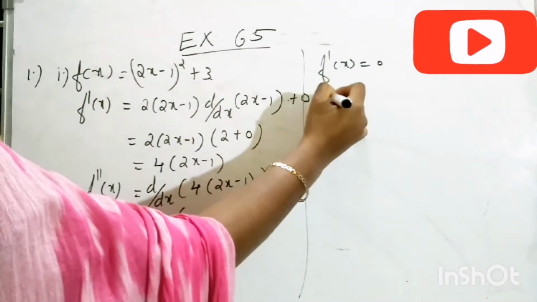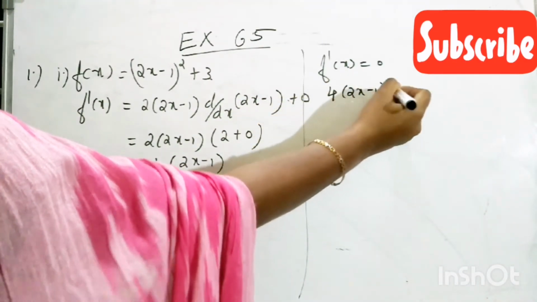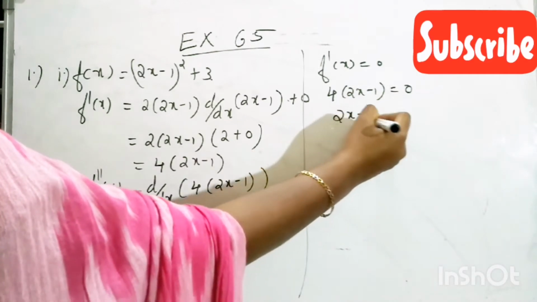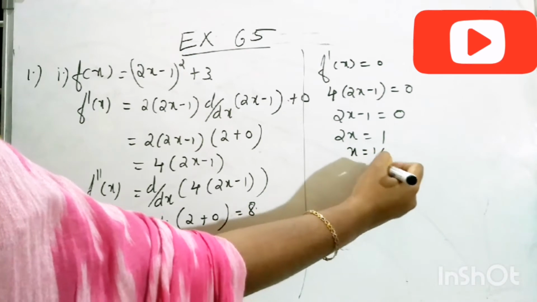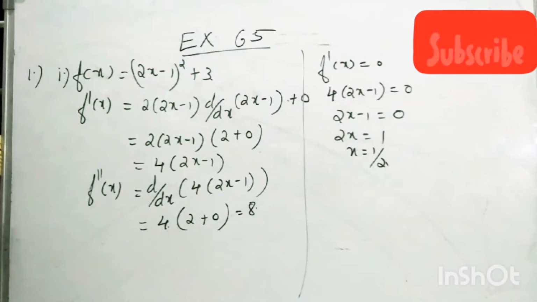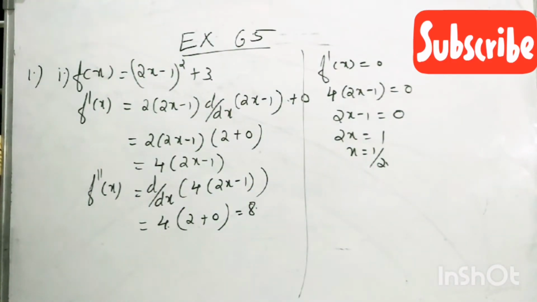Next we will equate this f dash of x to 0 to get the critical points. That is 4 into (2x minus 1) is equal to 0. 2x minus 1 is equal to 0. 2x is equal to 1. x is equal to 1 by 2. Here we have only one critical point, that is x is equal to 1 by 2.